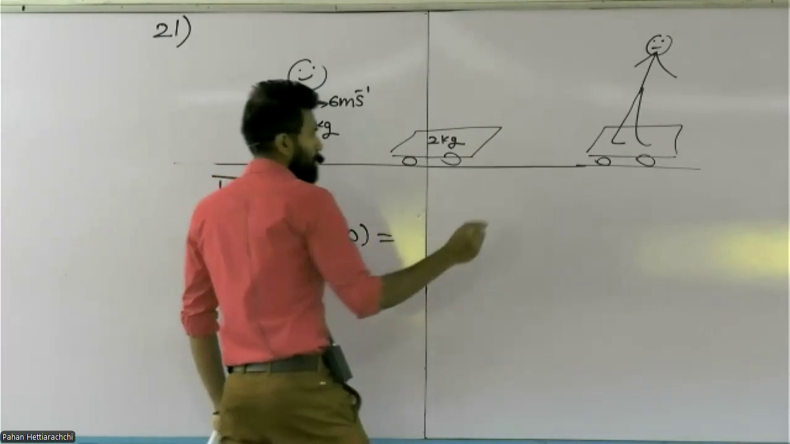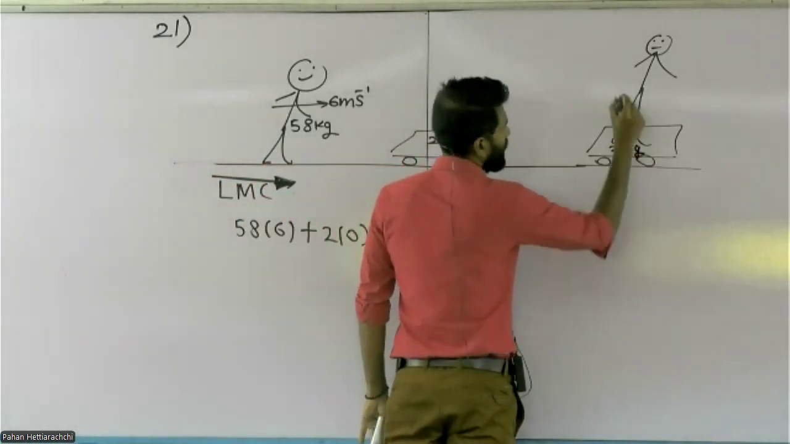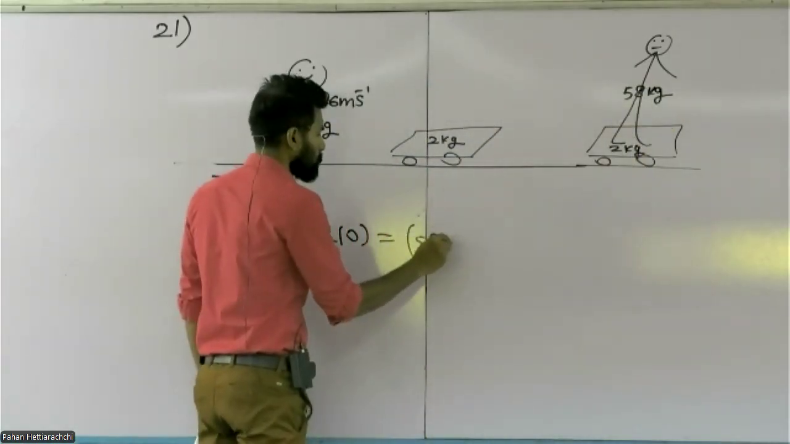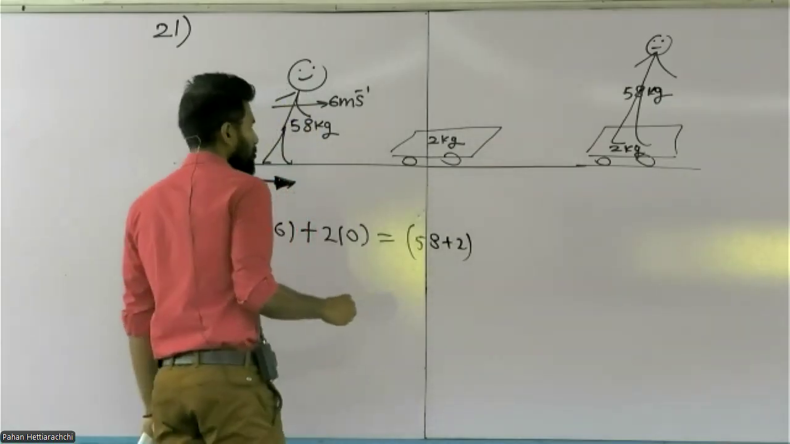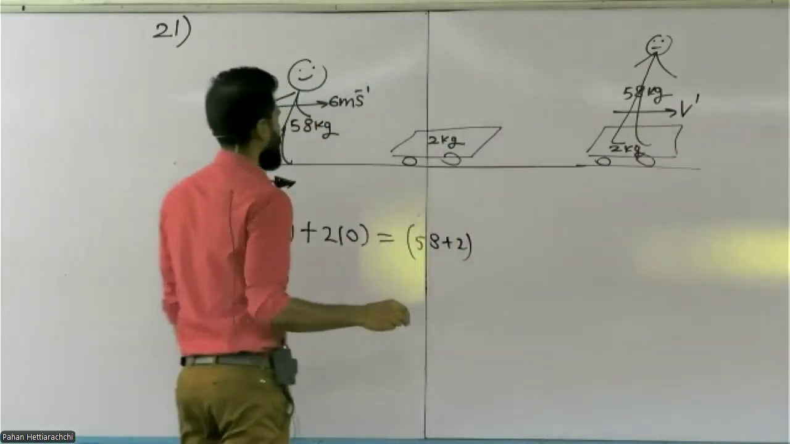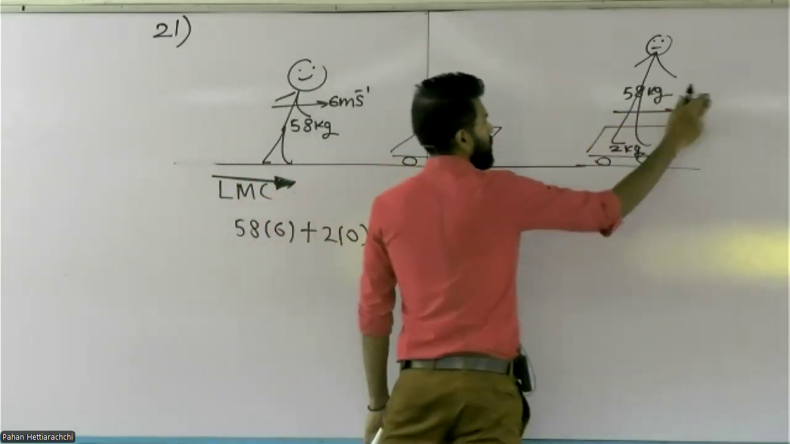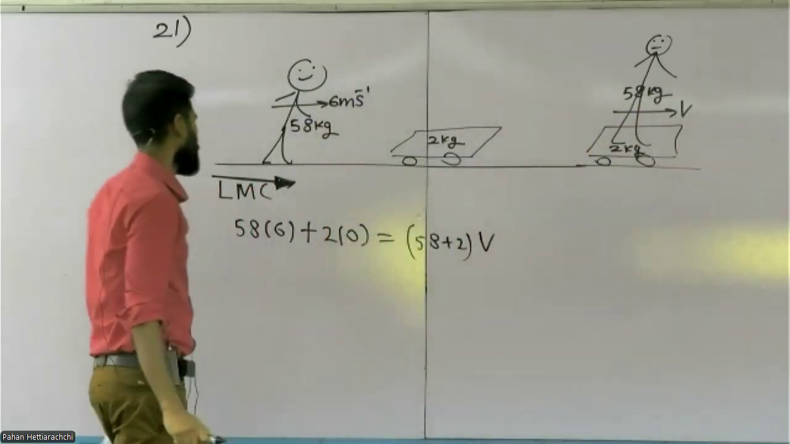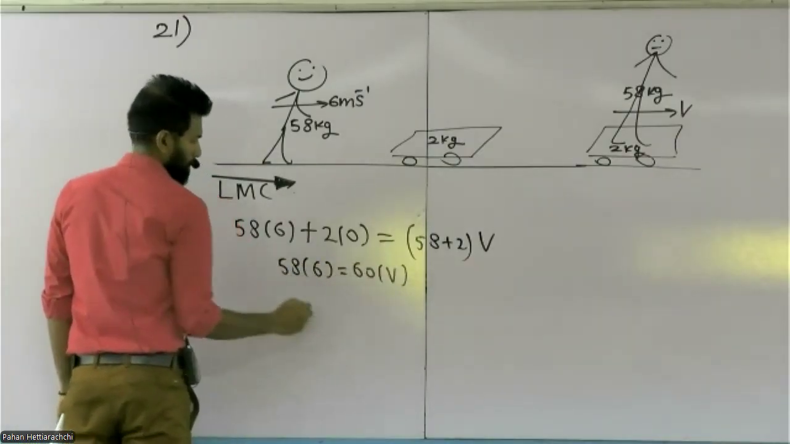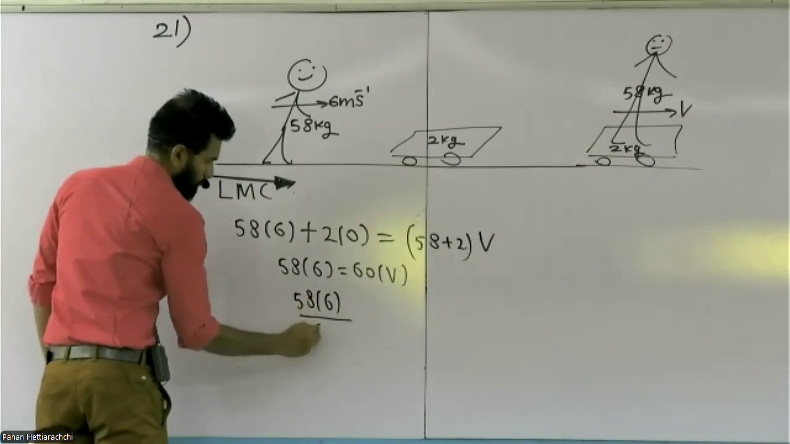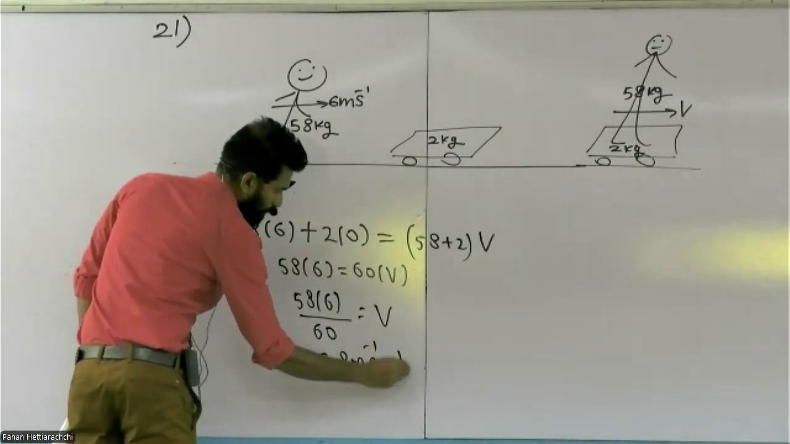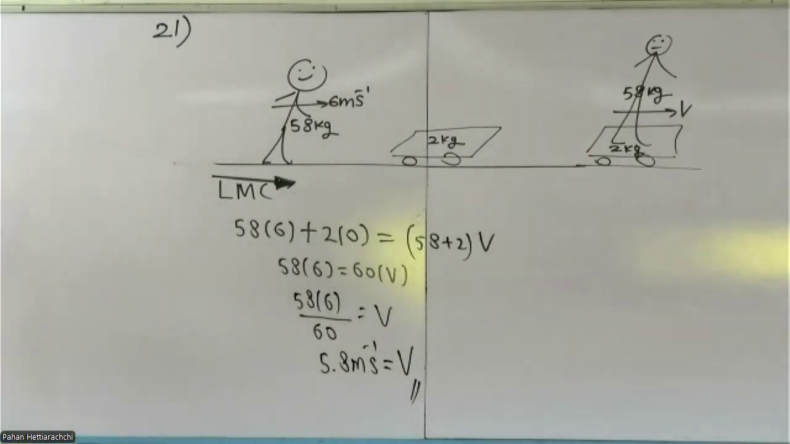Finally, the trolley and the man move as one. The man moves on the trolley, so they can be considered as a single object. So the mass is equal to 58 plus 2. That single object will move with a velocity of V. Okay. 58 into 6 equals 60 into V. So 58 into 6 over 60 is the velocity. The velocity is equal to 5.8 meters per second.